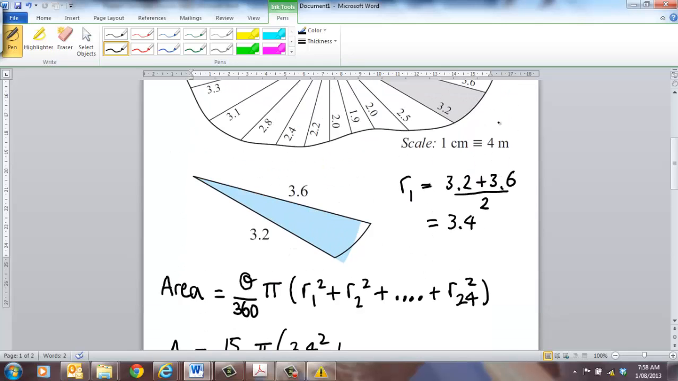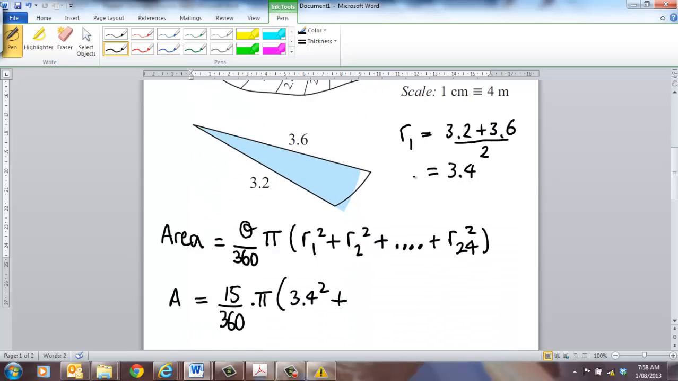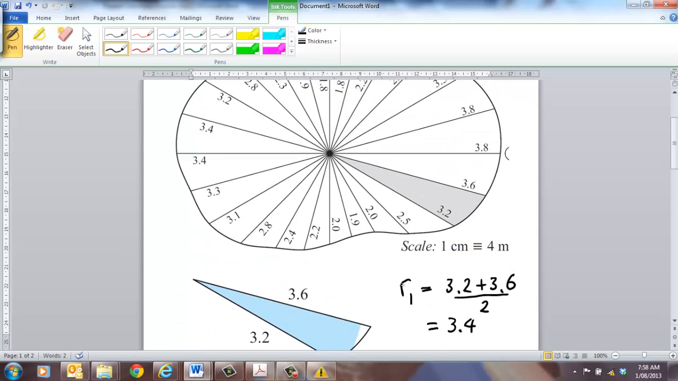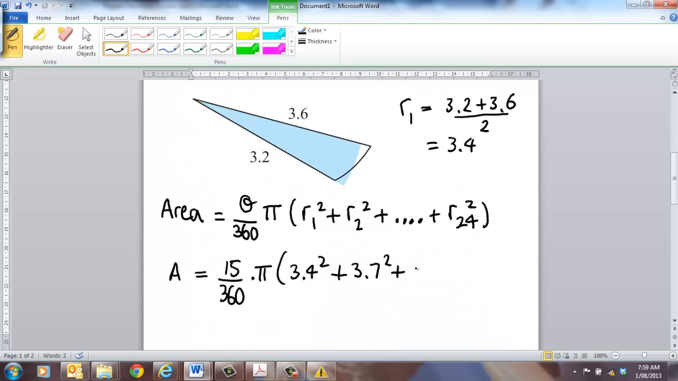If we were going clockwise, that would be 3.6 plus 3.8, so halfway between that would be 3.7. So the next one would be plus 3.7 squared, plus, and the next one would be 3.8, so the average of that is 3.8. And you just keep following that process until you get all the way around the shape.